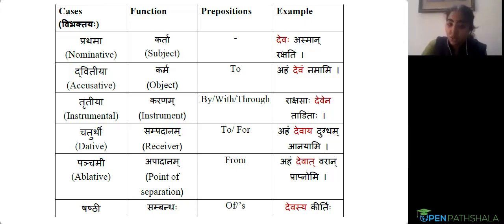Similarly, in the instrumental case, that is tritiya vibhakti, the prepositions that you may use to translate the word devena are with, by, or through. So as you see in the table, there is the name of the case, there is a particular function suggested by the case, based on which the original word will be used, and there are prepositions given which can be used to translate that word into English.